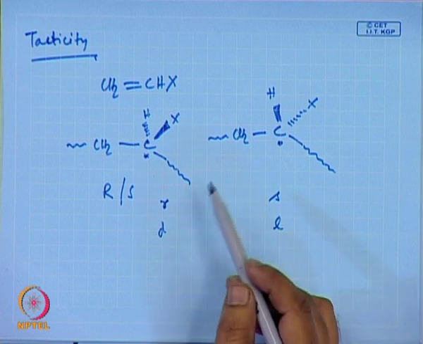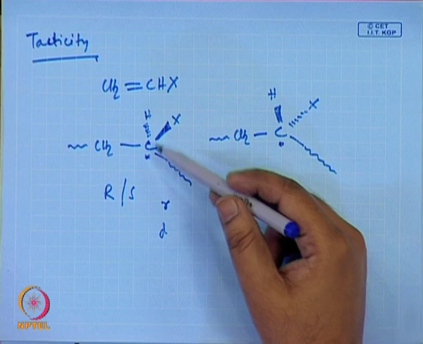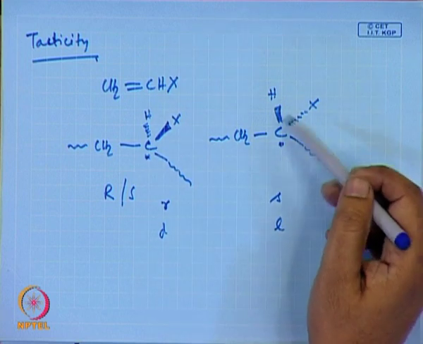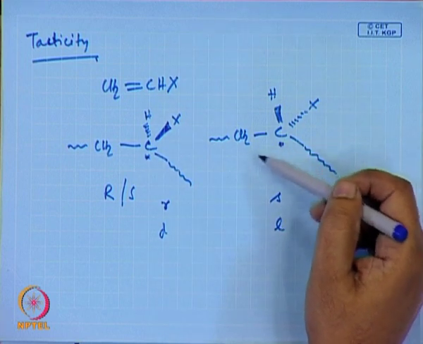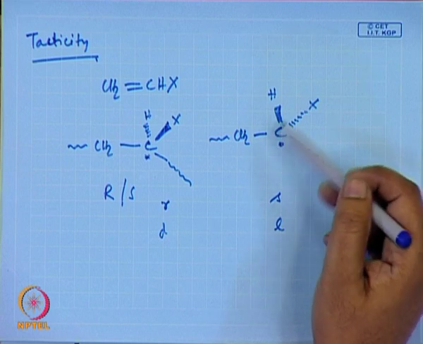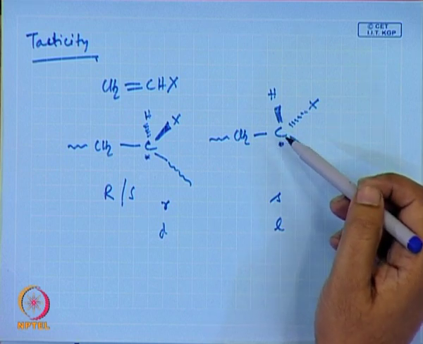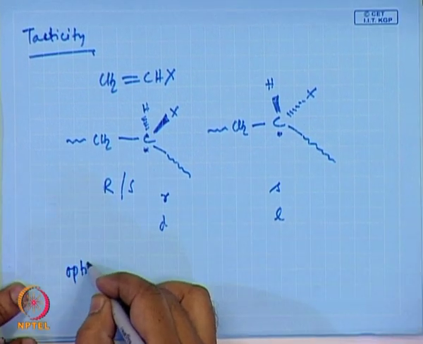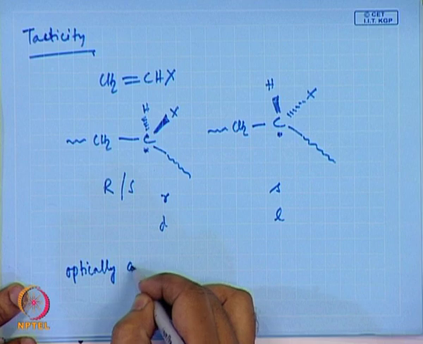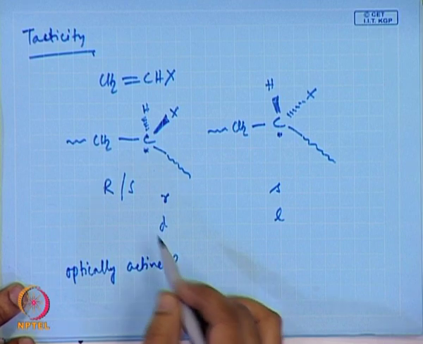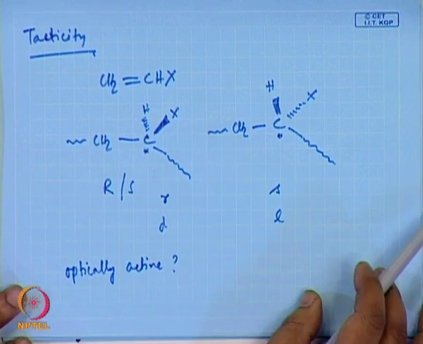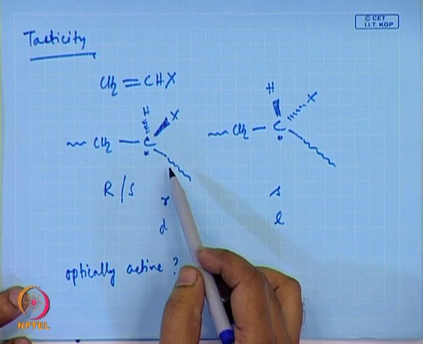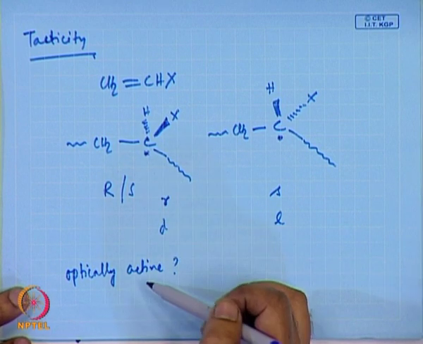Now, these two configurations cannot be interchanged by simple rotation around the single bond. Now, will that be optically active? By definition, this should be a chiral molecule, so this should be optically active.